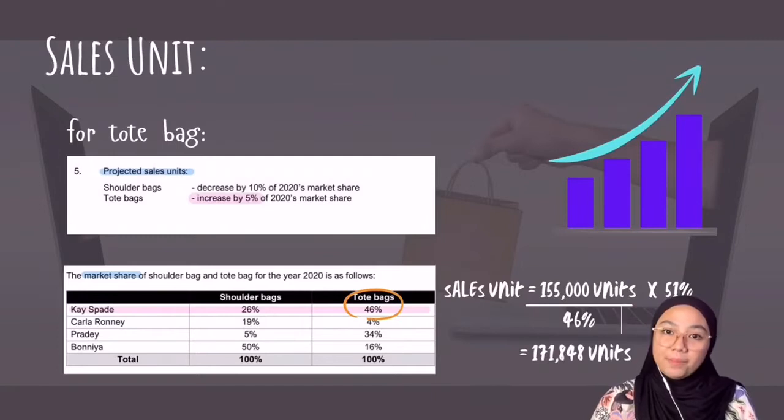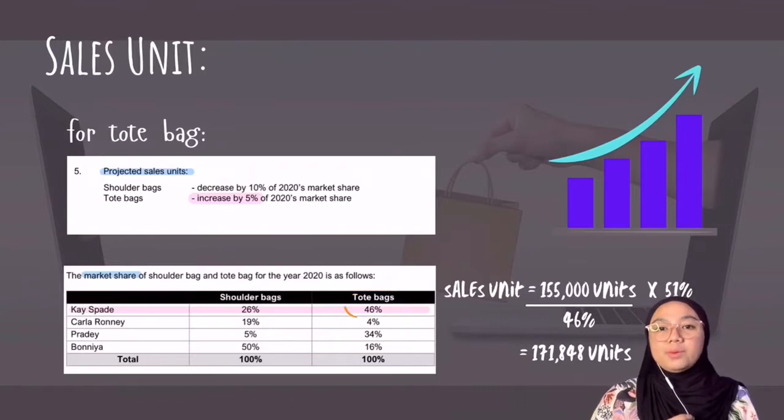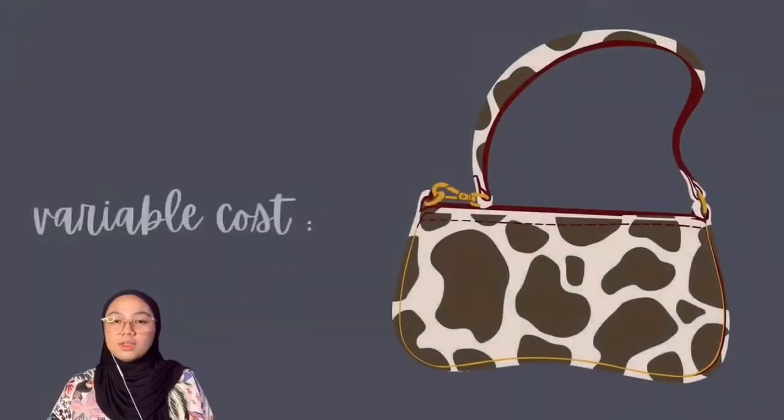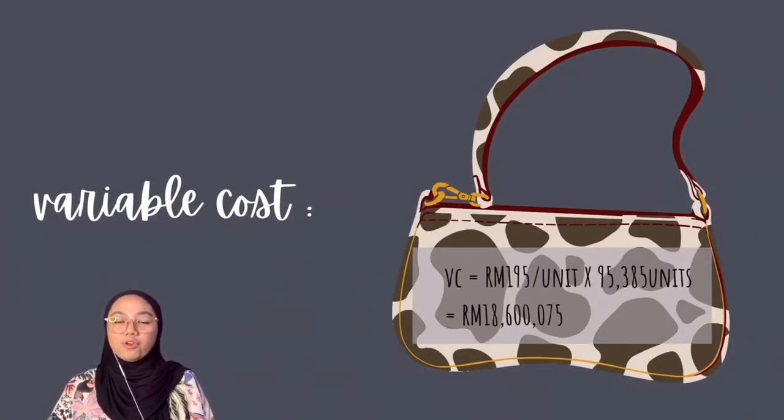As for the tote bag, the way we calculate the amount of sales unit, which is 171,848 units, is the same as for the shoulder bag. The 155 units of tote bag divided by 46%, the original percentage. After that, we multiply by 51%. The last step before we find the net profit, we need to calculate the variable cost for each bag.